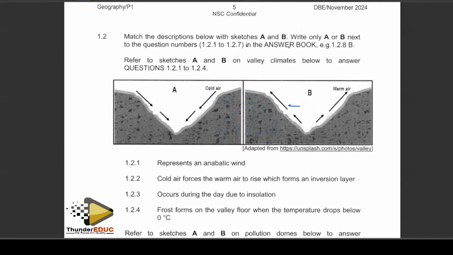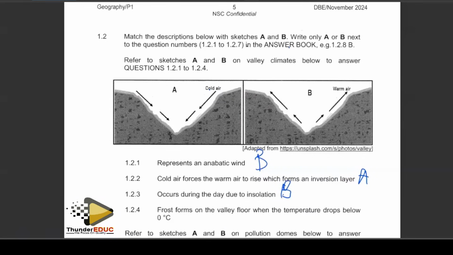Right, the first question is saying, represent anabatic. We've talked about that. Anabatic is B. Anabatic is the day situation, and in upslope, which is B. Cold air forces the warm air to rise, which forms an inversion. We talked about that. It happens in A. Occurs during the day due to insolation. It is B. We've talked about that.